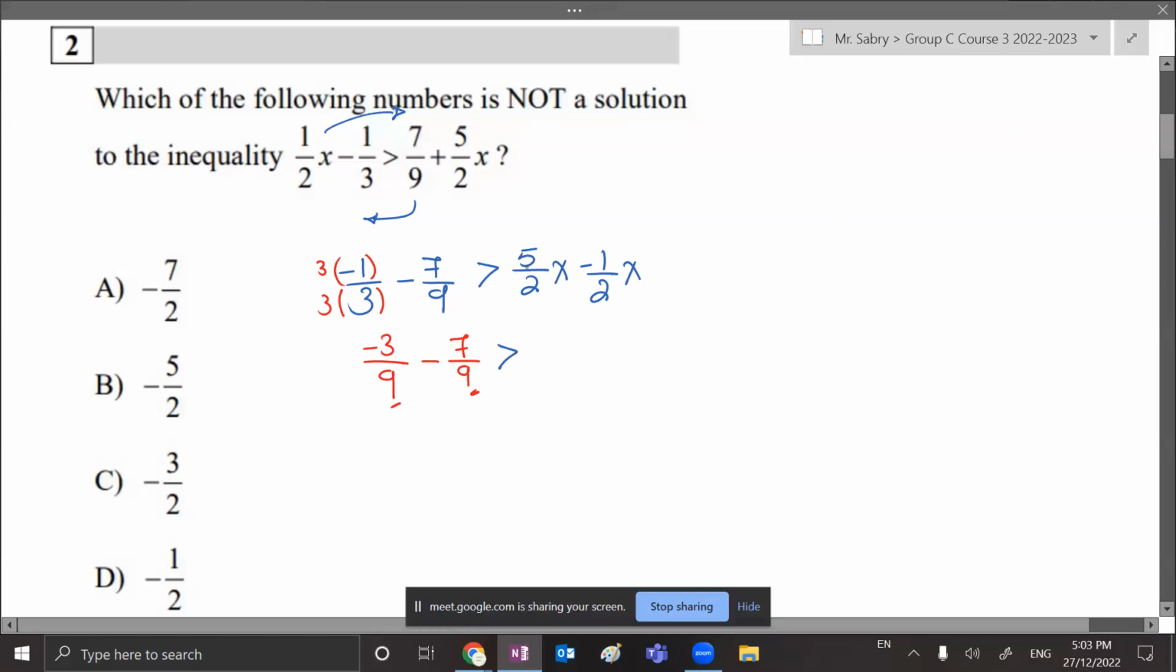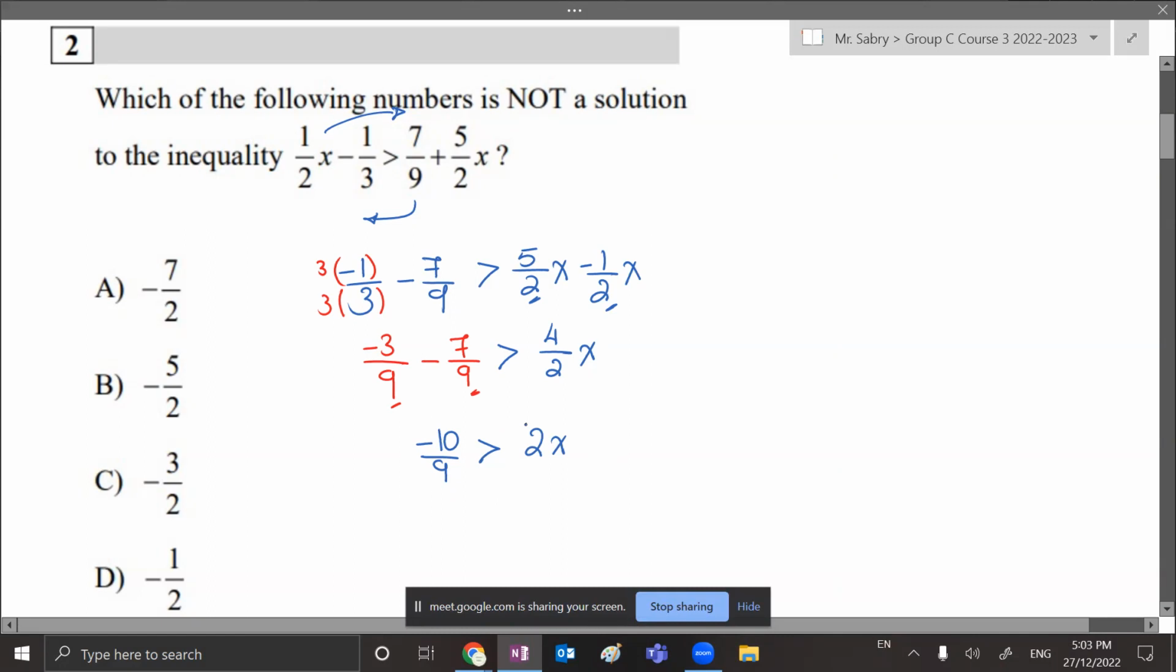As for this part, I can easily subtract because they already have the same denominator. I can put 5 minus 1, which is 4 over 2x. Now, since these two have the same denominator, it's -3 minus 7, which is -10 over 9, bigger than 4 over 2x, which will become just 2x.